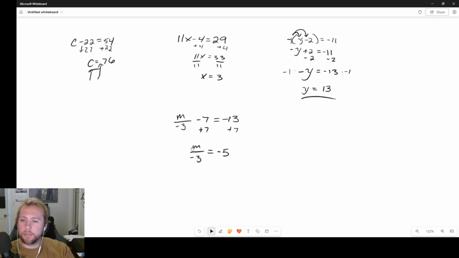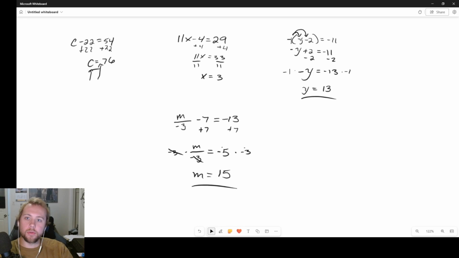So we're going to have to multiply it by a negative to get rid of it, because the opposite of dividing by negative 3 is multiplying by negative 3. So I multiply both sides here by negative 3. And then these cancel out. And I get m is equal to negative times a negative is a positive 15. There's the warm-up for you.